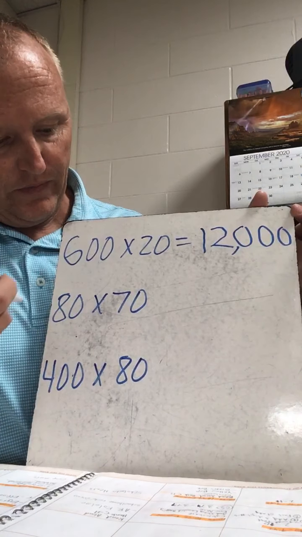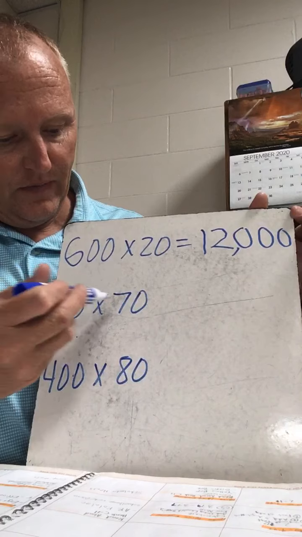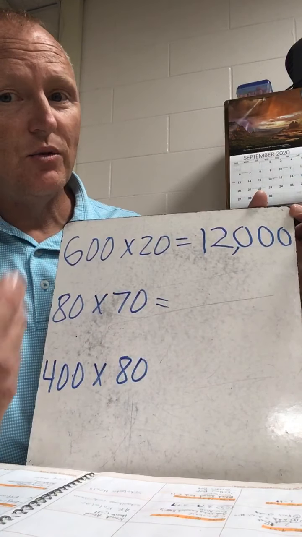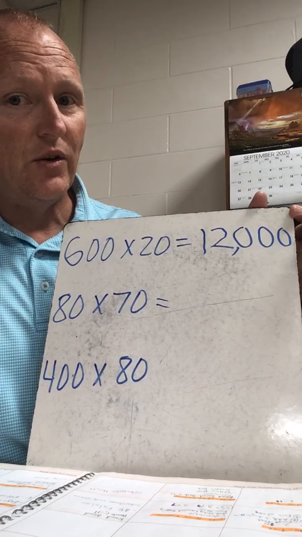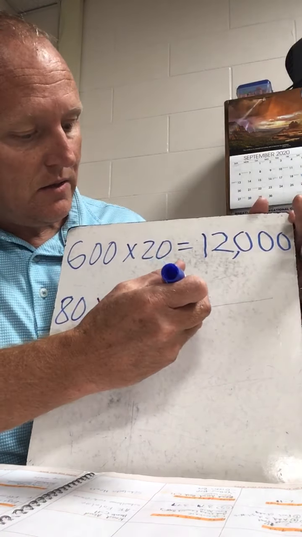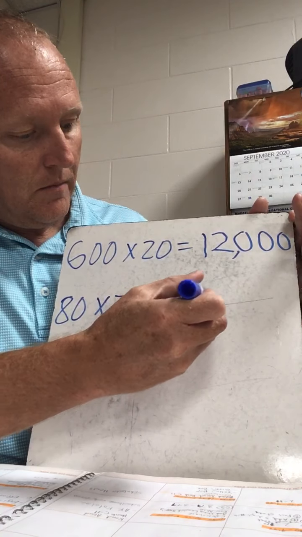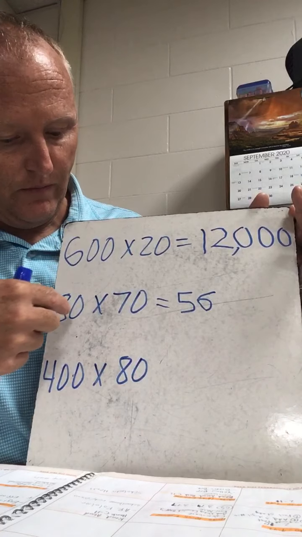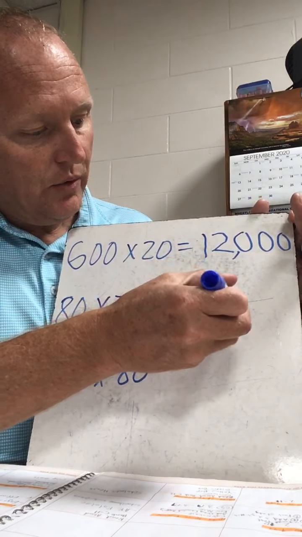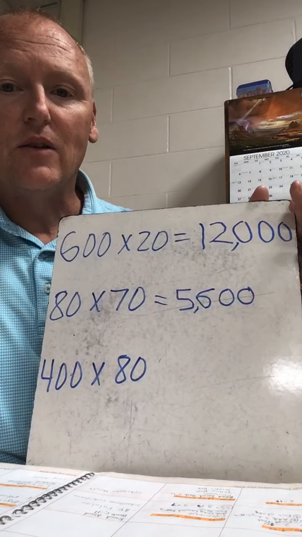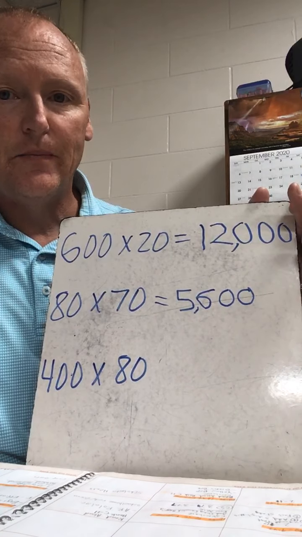Okay, the next one, we do our basic fact, 8 times 7. Okay, if you don't have that memorized, you would have to use some other strategy to figure it out. But let's say you have it memorized and you know it's 56. Okay, then you count the zeros in the problem, 1, 2. So you got to put 2 zeros in your answer. So that would be 5,600 for your product.